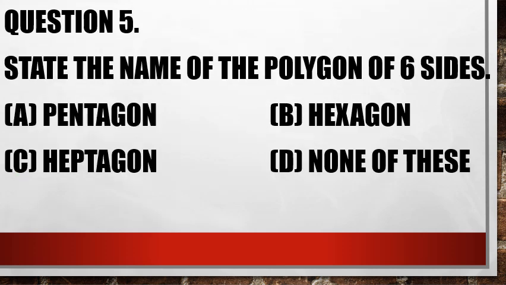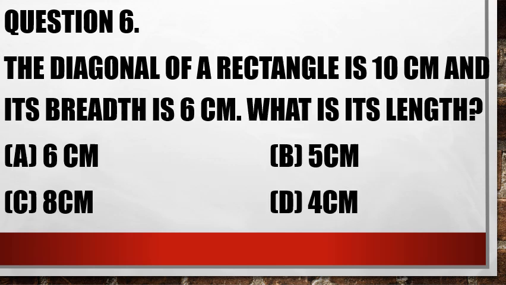Next, state the name of the polygon of six sides. We know a six-sided polygon is called a hexagon. So the correct option is B. Next, the diagonal of a rectangle is 10 centimeters and its breadth is 6 centimeters. What is the length?